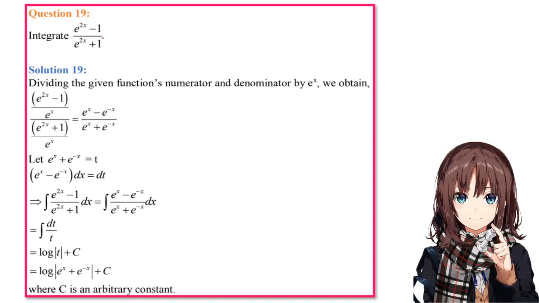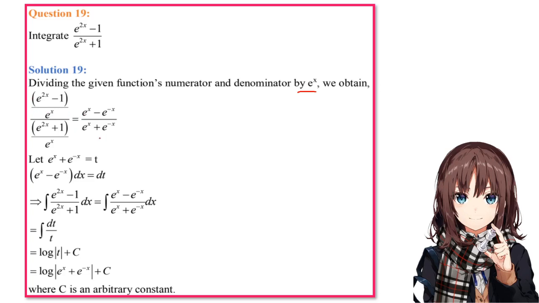Integrate e power 2x minus 1 upon e power 2x plus 1. Here what can we do? We are dividing the given function's numerator and denominator by e power x, right? So what will it be? It will become, and then we will split it, e power 2x upon e power x. It will become e power x minus e power minus x upon this thing.